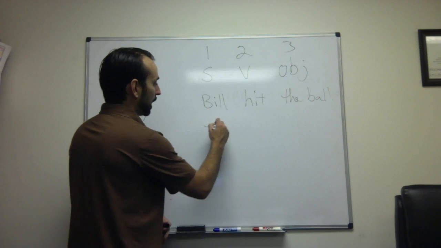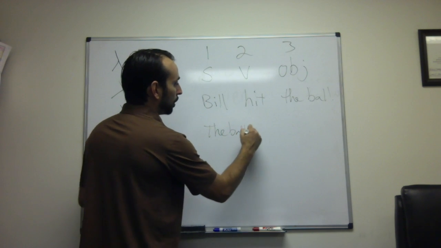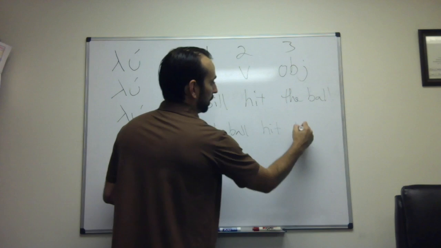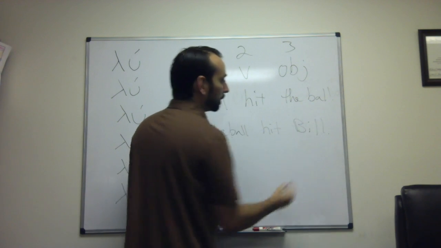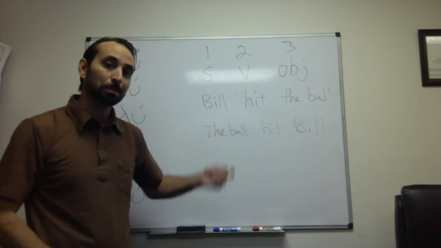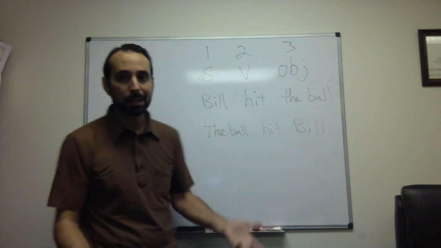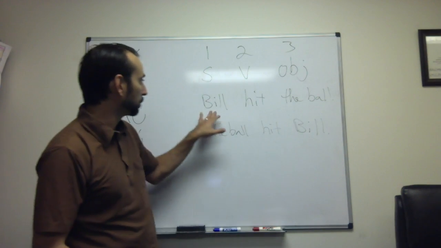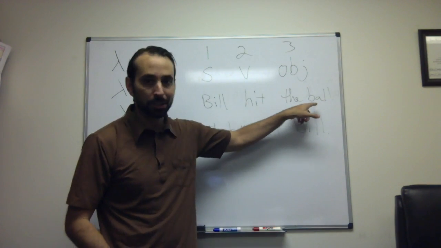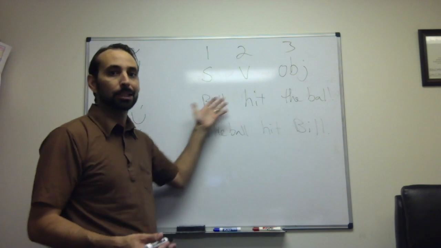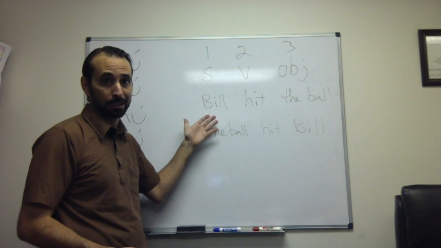If I were to switch that around and say the ball hit Bill, notice I've completely changed the sense of the sentence by changing the word order, but the spelling doesn't change. Bill is still spelled the same. Ball is still spelled the same. I haven't changed it based on whether it's subject or object.